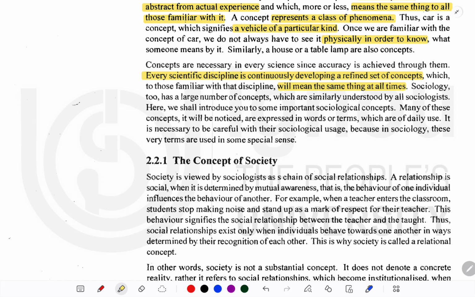Sociology too has a large number of concepts, which are similarly understood by all sociologists. Here, we shall introduce you to some important sociological concepts. Many of these concepts, it will be noticed, are expressed in words or terms which are of daily use. It is necessary to be careful with their sociological usage because in sociology, these very terms are used in some special sense.